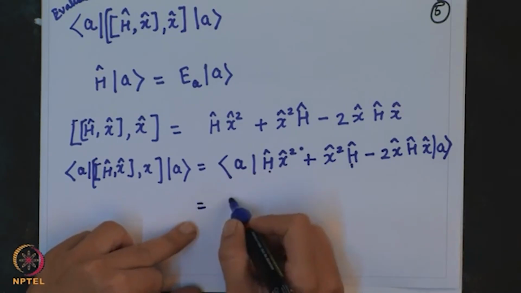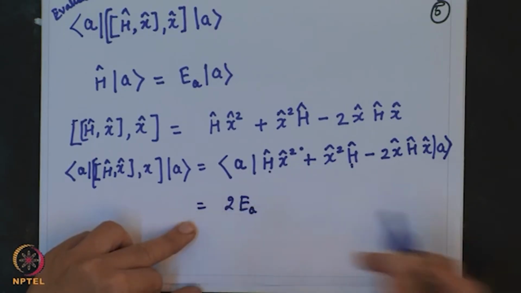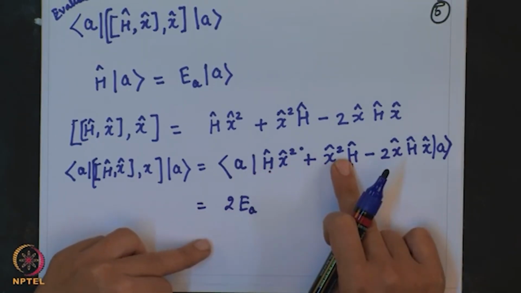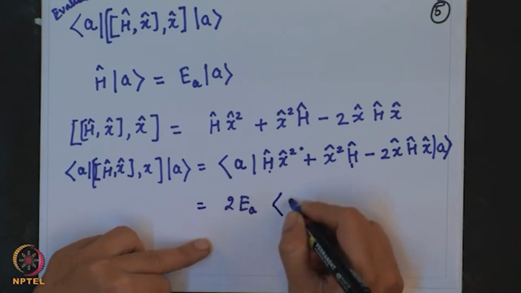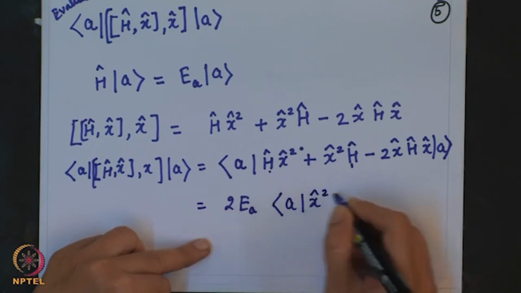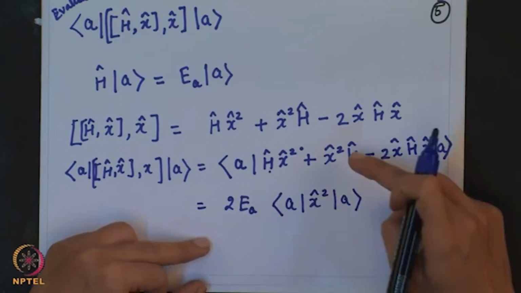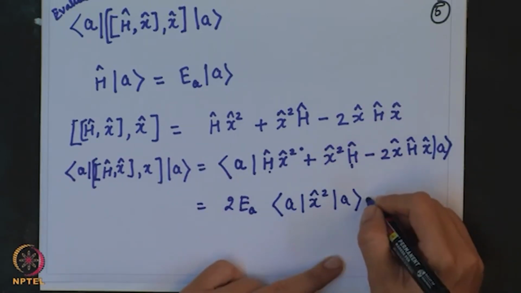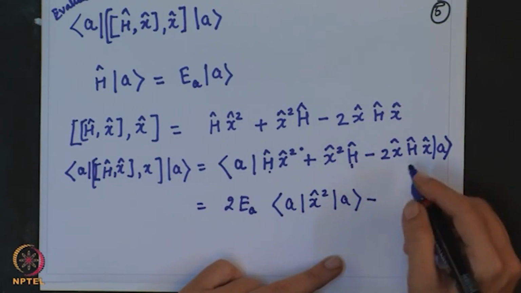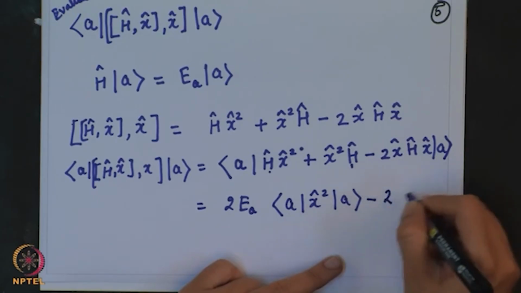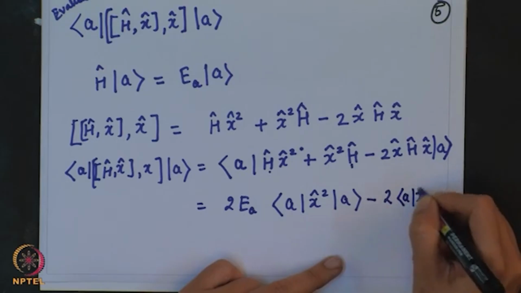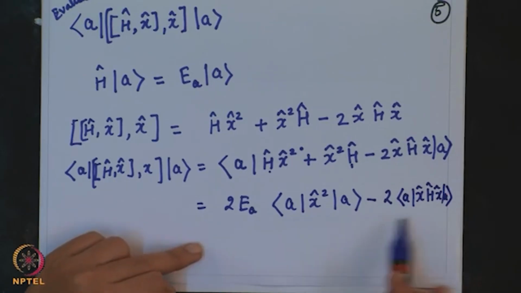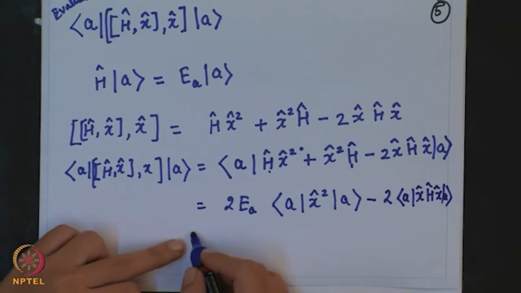Similarly, this will operate on this bra and will give me E_A. So I will have 2E_A, correct, one contribution coming from this, another contribution coming from the second term. This is the contribution coming from the first two terms. Let me take the second term. The second term has 2 <A|x H x|A>. So this quantity we have to evaluate.